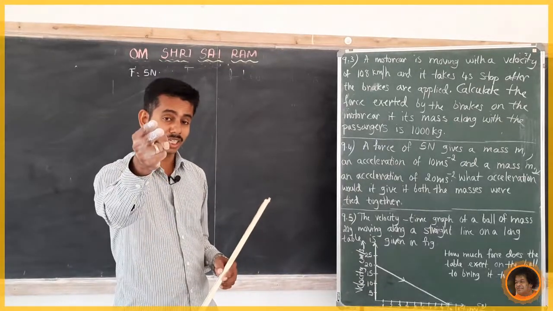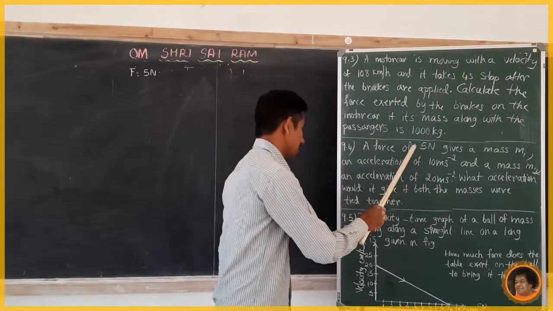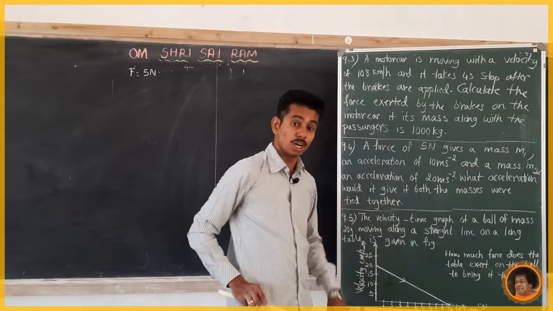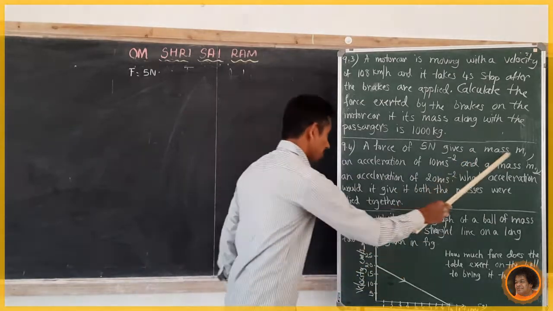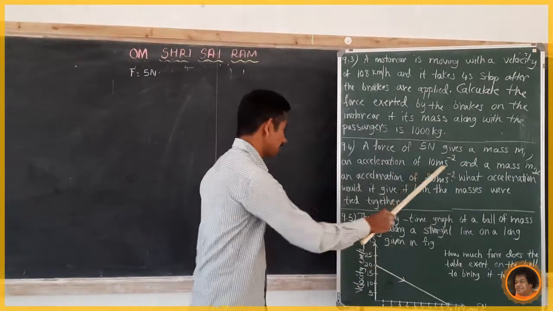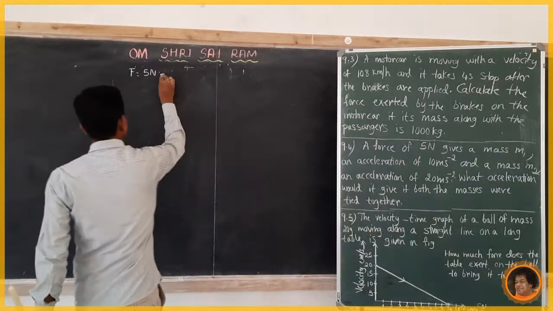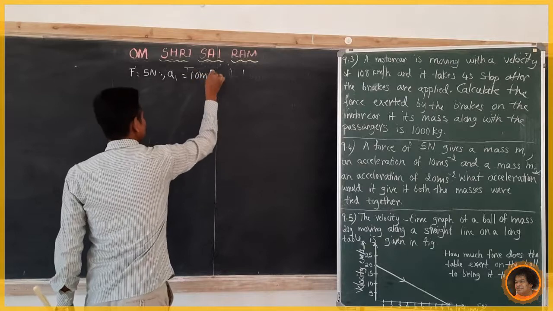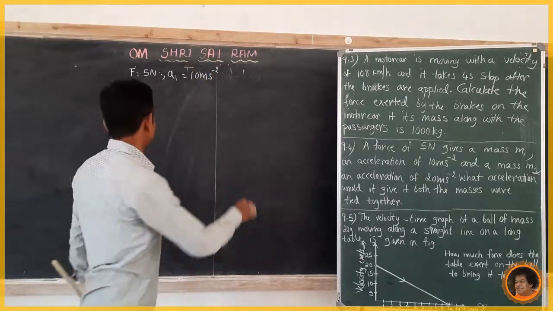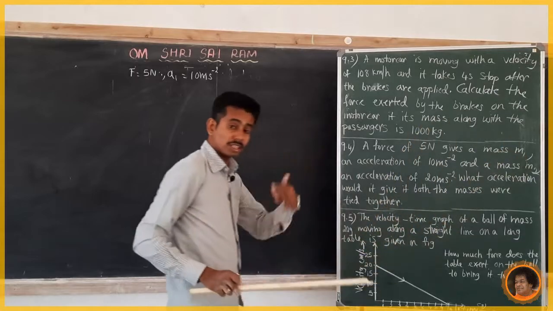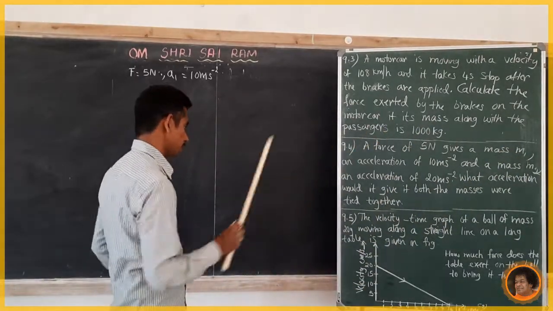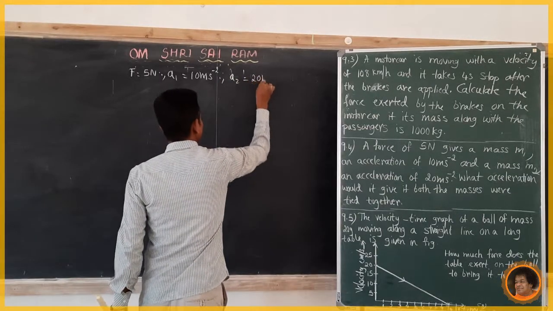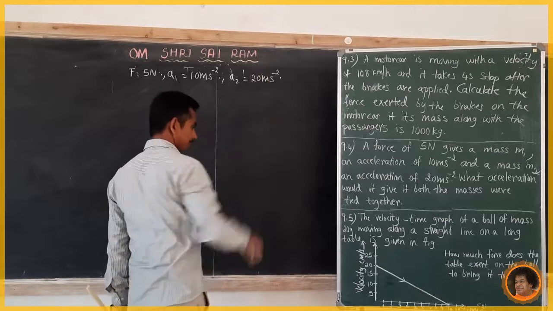So there are two accelerations. The force applied is 5 Newton, but the mass is different. In the first case it is m1, and you have to calculate m1. Its acceleration is 10 meter per second square, so take a1 equal to 10 meter second to the power minus 2. The second object is different, a mass m2 with an acceleration of 20 meter per second square, so a2 equal to 20 meter second to the power minus 2.